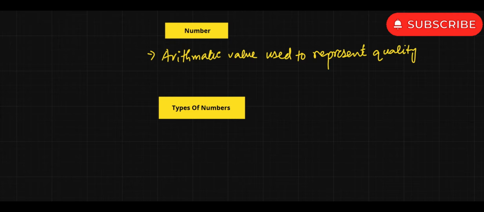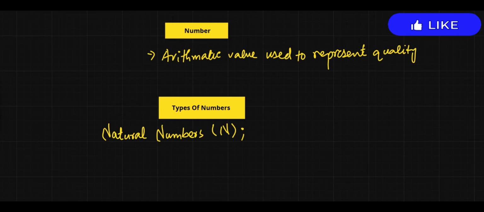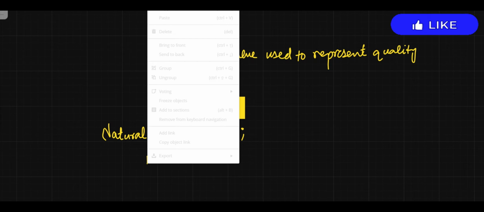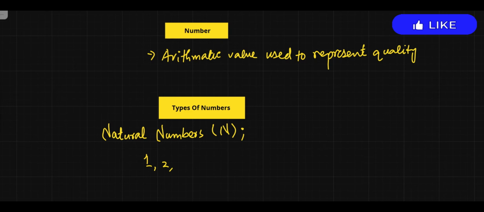Now, what are the types of numbers? So here we will discuss only two types of numbers. So natural numbers are the numbers that are used for counting and are the part of real numbers. It always starts from 1, not from 0, and it goes till infinity.